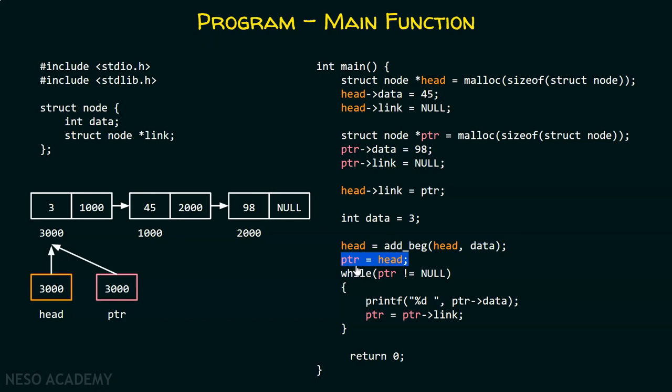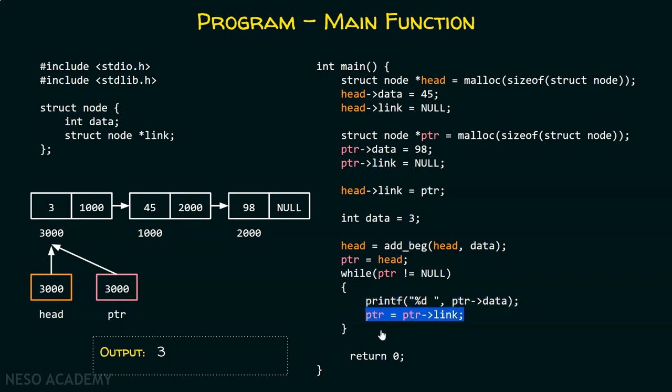Then I'll update the ptr by head, which means that now ptr is also pointing to the first node of this list. And then with this procedure, I'll just print all the data on the screen, right? So here comes the first step, that is we will check this condition, is ptr not equal to null? Yes, ptr is not equal to null. So we'll get inside and we'll print the data on the screen. That is the data of the first node of this list. Because ptr is pointing to the first node and ptr data will give the data of the first node of the list. So 3 will get printed on the screen.